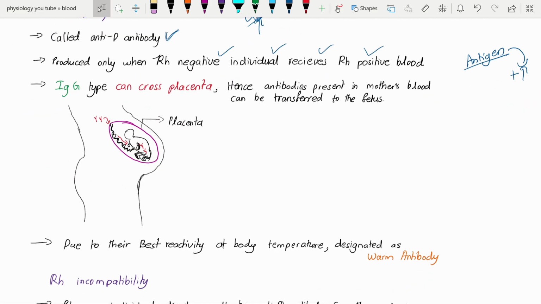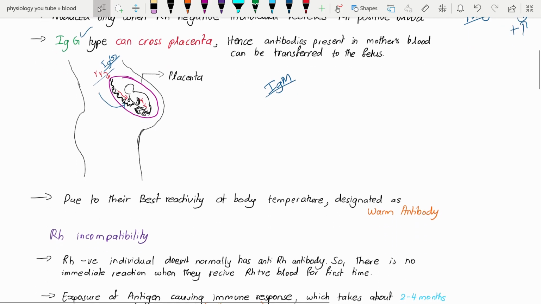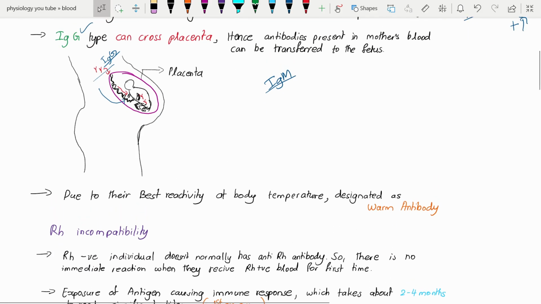First and foremost, you need to know that this is of the IgG variety. In the ABO system they were of IgM, but this is of IgG variety, so it can cross the placenta. You can see these IgG antibodies here, these are anti-D antibodies. These can cross the placenta and reach the fetal circulation, and you can call them warm antibodies because their best reactivity is at body temperature.